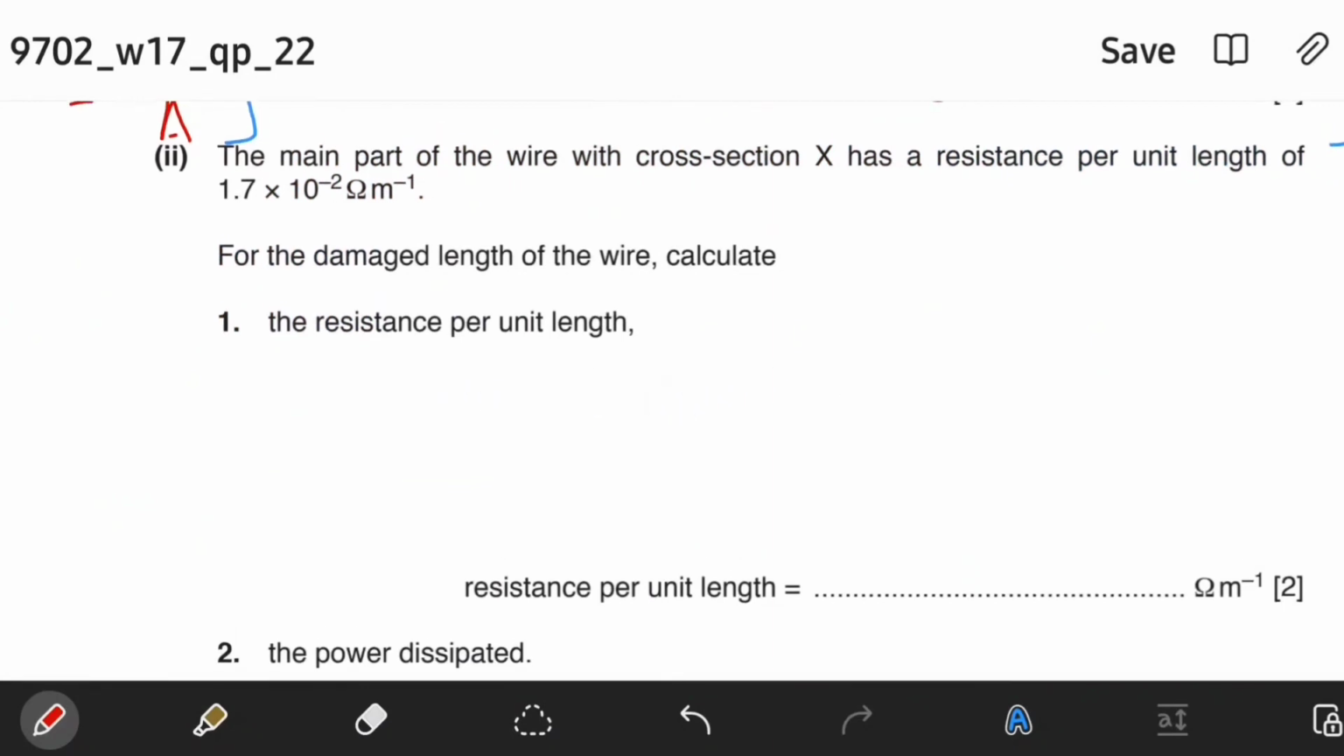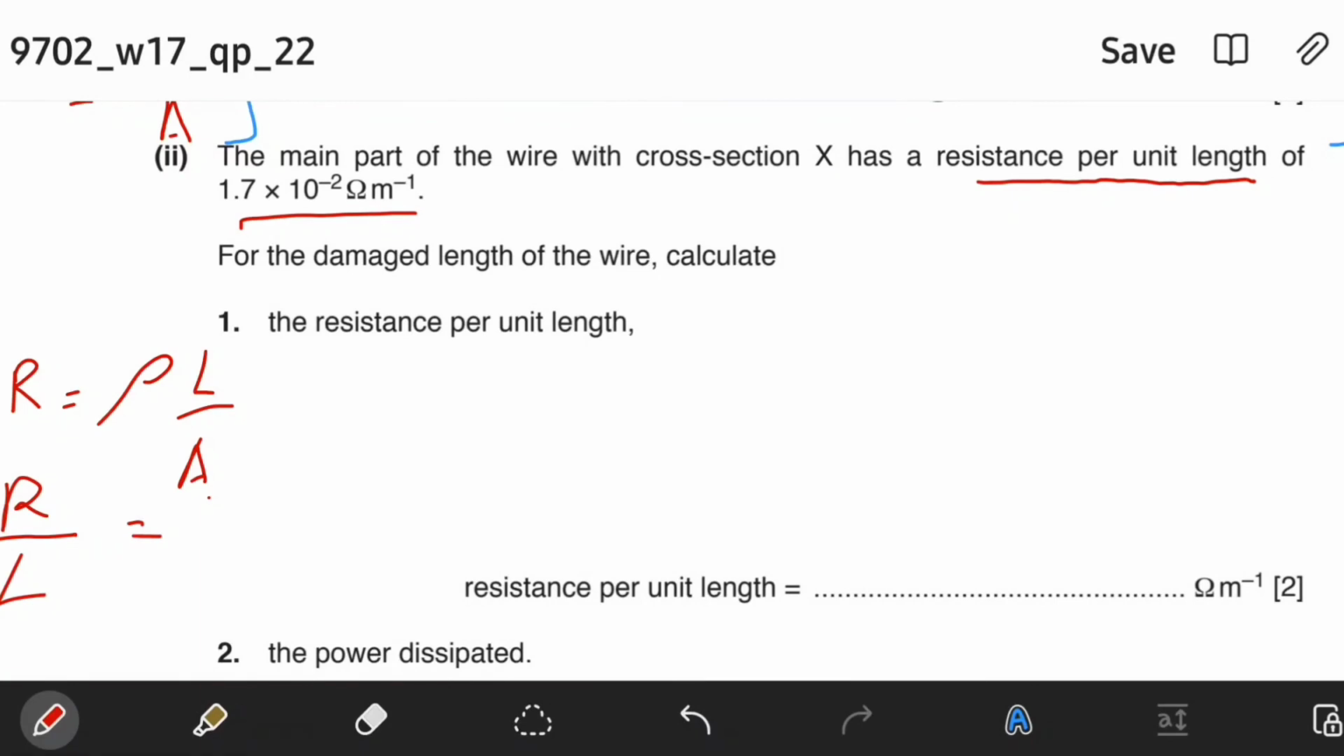The main part of wire with cross-section X has a resistance per unit length of this. For the damaged length of wire, calculate the resistance per unit length. So this is the formula of resistance, where this is resistance, this is resistivity, length, and area, right? So you need to rearrange this, and for resistance per unit length, meaning resistance over length, it is resistivity over cross-sectional area. Now what does this show us? Resistance over length is proportional to the inverse of cross-sectional area, right?